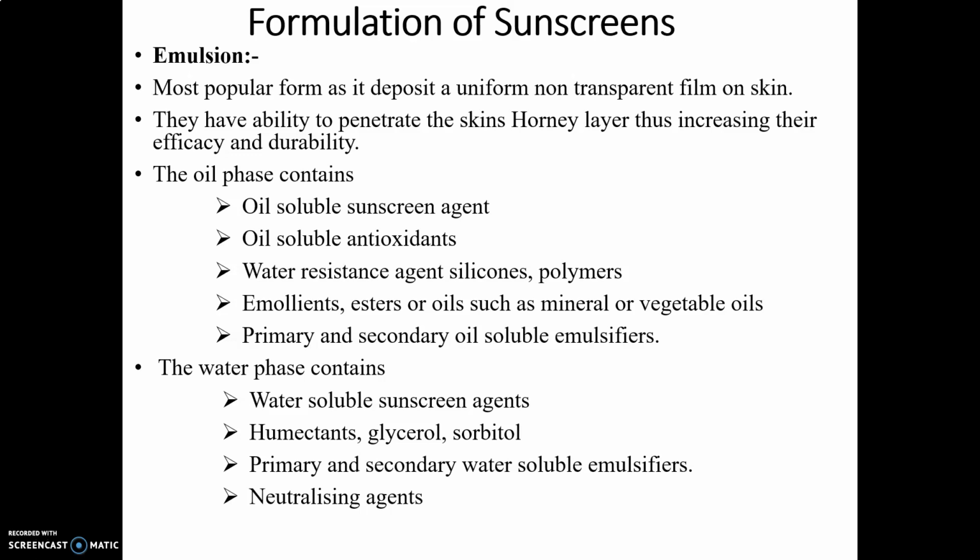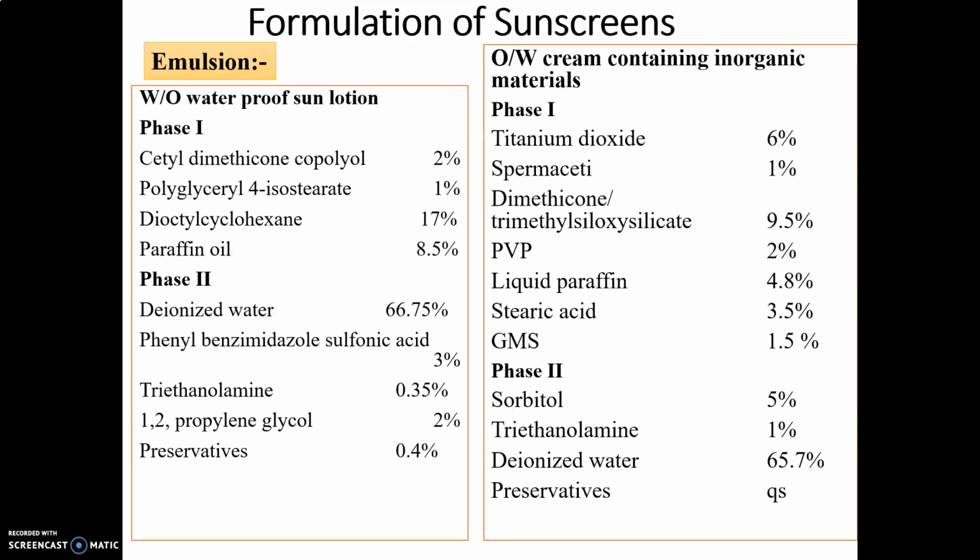Then the water phase generally consists of, if your sunscreen is water soluble, the sunscreen dissolved in the water phase. Along with that, humectants like glycerol and sorbitol are added in the formulation, so they can prevent the product from drying out. Primary and secondary emulsifying agents which are water soluble are required to stabilize the water phase, and some neutralizing agents will adjust the pH of the product to the pH of the skin. So neutralizing agents are essential.